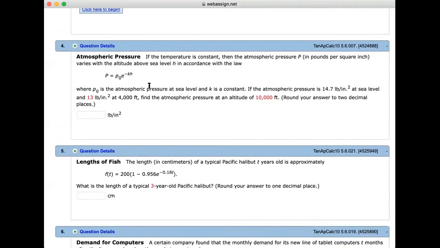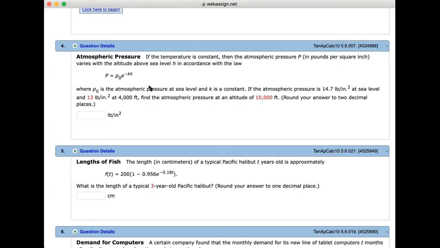If temperature is constant, then the atmospheric pressure P in pounds per square inch varies with the altitude above sea level h. In accordance with the law, P equals P sub 0 e to the negative kh, where P sub 0 is the atmospheric pressure at sea level and k is a constant. If the atmospheric pressure is 14.7 pounds per square inch at sea level and 13 pounds per square inch at 4,000 feet, find the atmospheric pressure at an altitude of 10,000 feet. Round your answer to 2 decimal places.